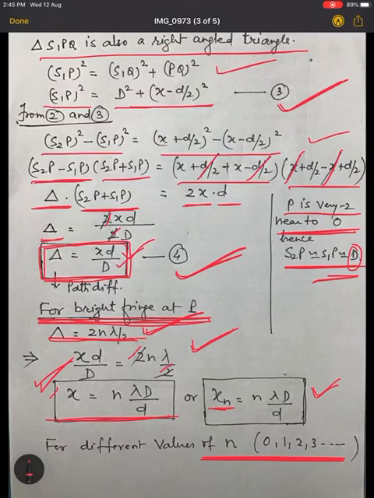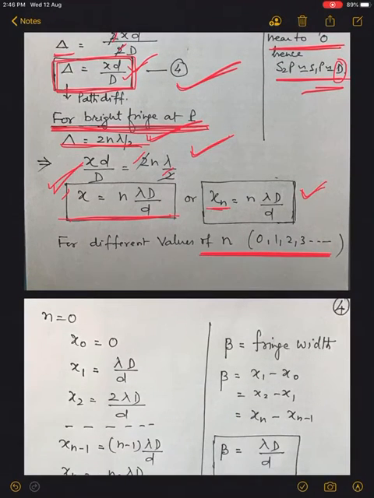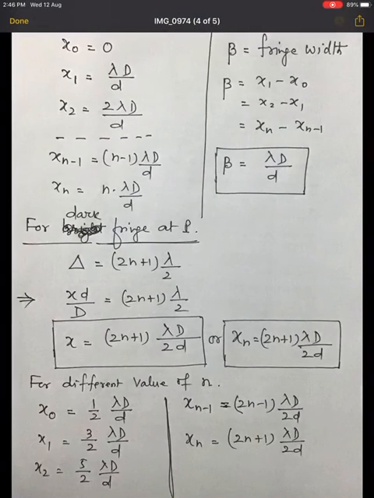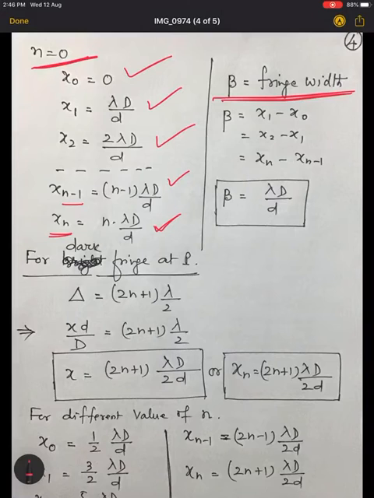Okay, so by putting the value of n, now if we put n equal to 0, we get x naught equal to 0. And if we put n equal to 1, we will get lambda D by d. If we put n is equal to 2, we get 2 lambda D by d. If we put n is equal to n minus 1, we get n minus 1 lambda D by d. If we put n is equal to n, then we get n lambda D by d. And fringe width is beta.